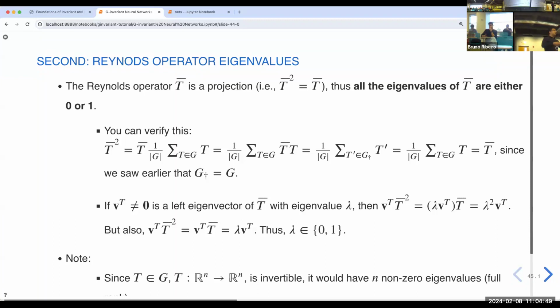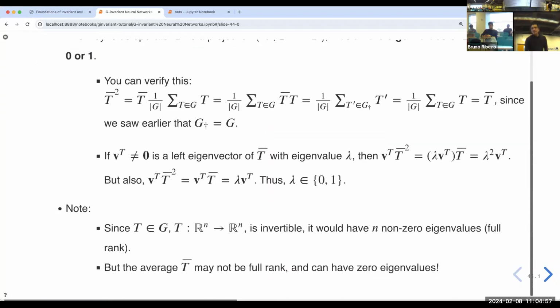Well, it could be a -1, but then lambda cubed would not work, so you have to be either 0 or 1. Since this T is invertible, we would have n non-zero eigenvalues. If we were to look at the eigenvectors of just the transformation rather than their average, it's a full matrix, so you would have n non-zero eigenvalues and n eigenvectors. But the average may not be full rank anymore. The average may live in a lower dimensional space, and then can have 0 eigenvalues. We're going to get rid of those.